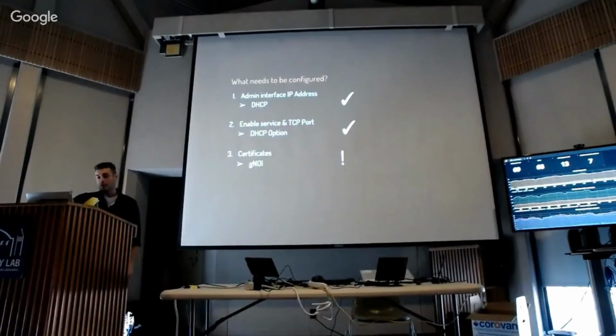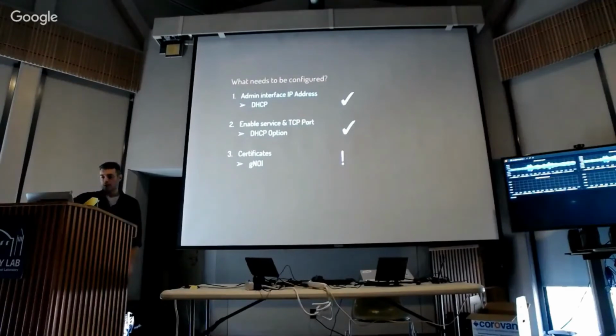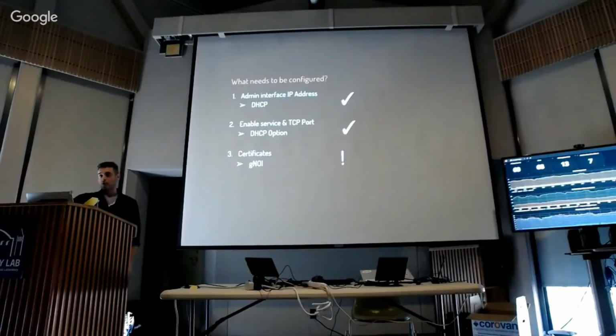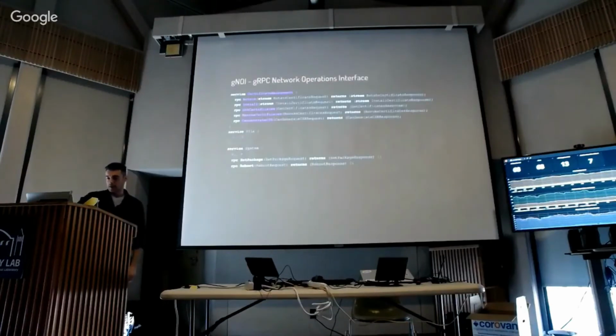We need an IP address on the admin interface, and for that, you can just use DHCP. We need to know which port the service needs to be on. One option is to use a DHCP option. The other thing that we need is the certificates for gNMI, because gNMI cannot work without certificates. And for that, you can use gNOI. So gNOI is a special case of gNMI, sorry.